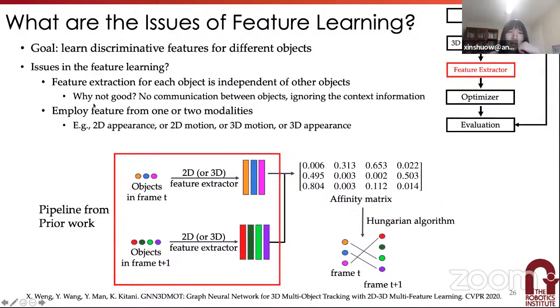And also, prior work often uses features from one or two modalities. For example, it could be 2D appearance or 2D motion, 3D motion, or 3D appearance. Although each of these features could be useful, it does not utilize all the information that is available. And those different pieces of information could be complementary to each other and improve the performance.